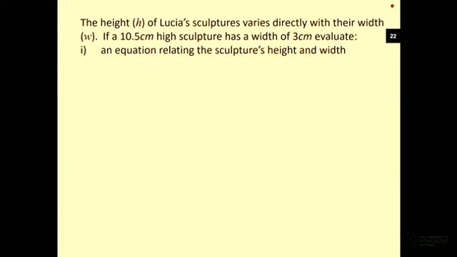Let's check another one. The height of Lucia's sculptures varies directly with their width. Okay, varies directly, it's just one of these y equals kx things. As soon as I see it, there's nothing fancy going on. But they're not y's and x's, they're heights and widths. Okay, height equals some k times width. H equals kw, that'll do it. There exists some k that makes that true. The height is equal to some number times its width.